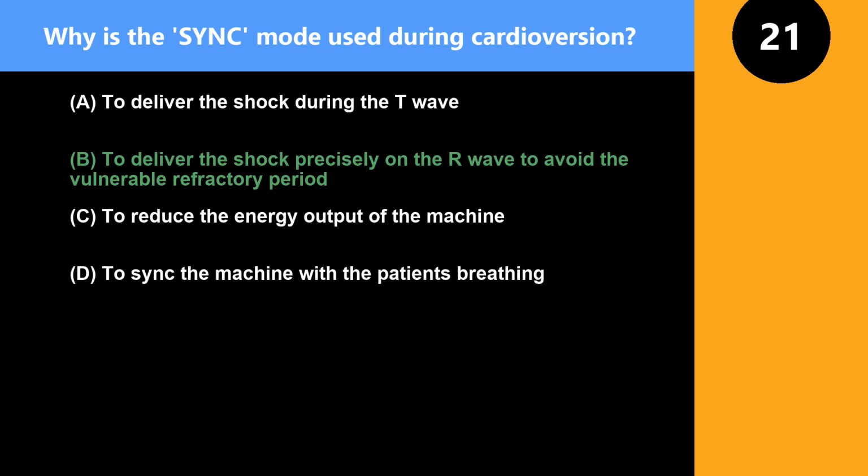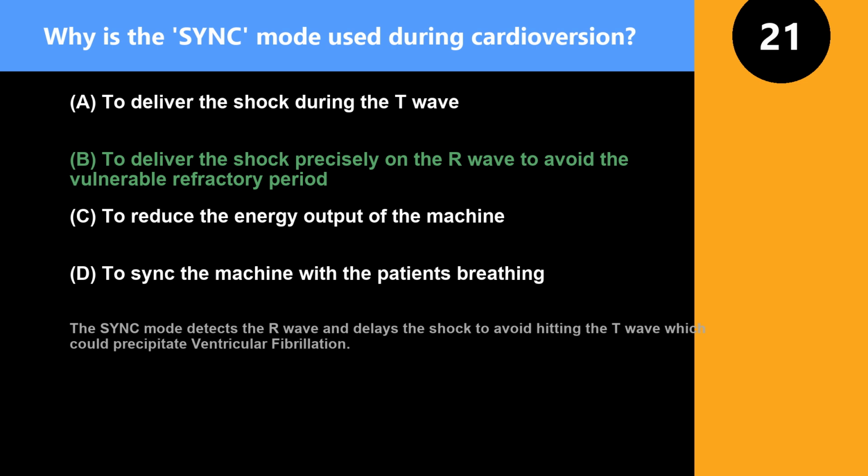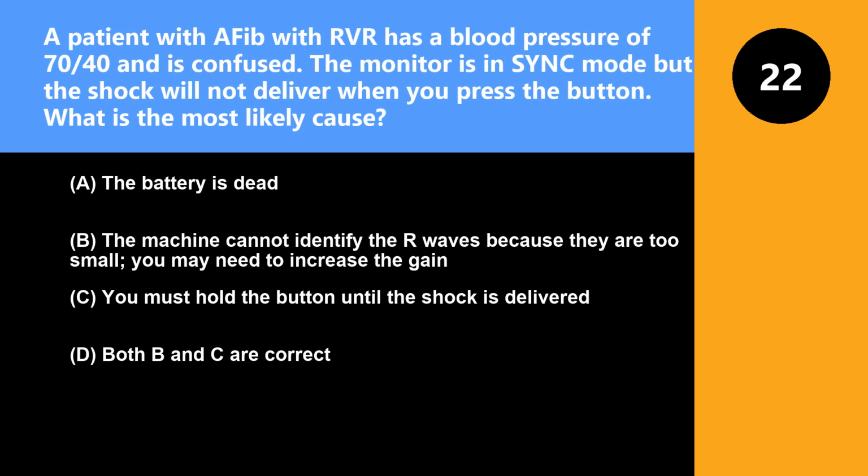The correct answer is option B, to deliver the shock precisely on the R wave to avoid the vulnerable refractory period. The sync mode detects the R wave and delays the shock to avoid hitting the T wave, which could precipitate ventricular fibrillation. Question 22. A patient with AFib with RVR has a blood pressure of 70/40 and is confused.